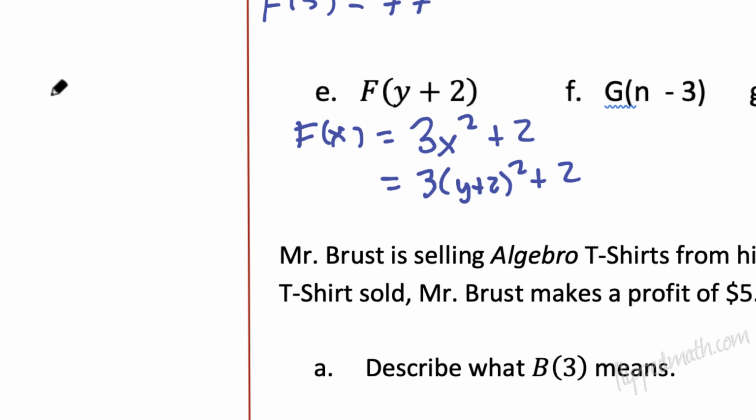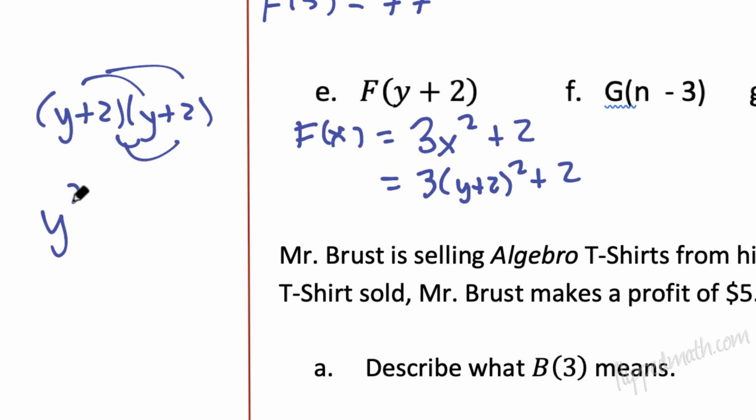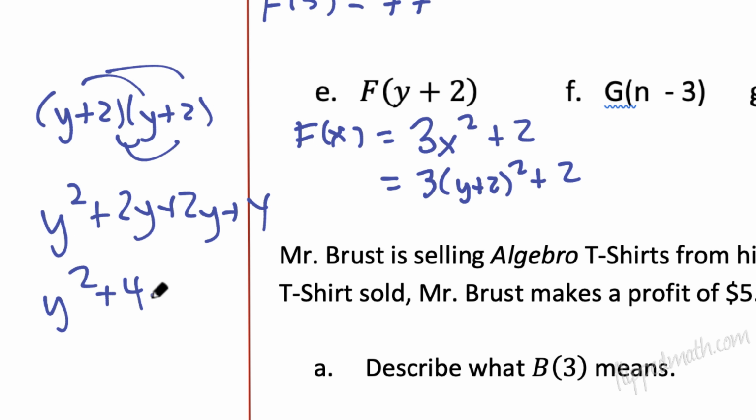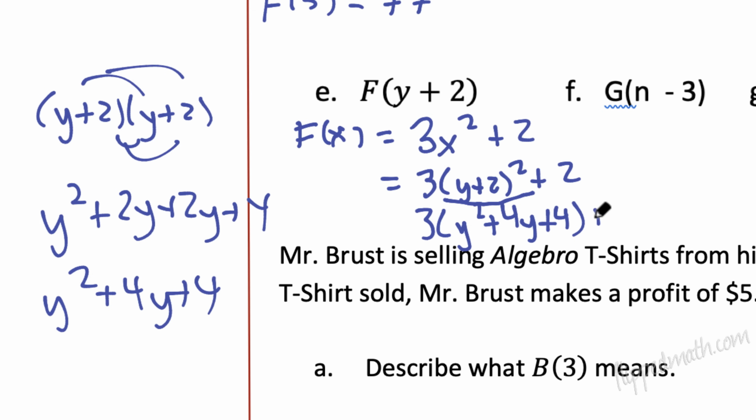Well, if you take y plus 2 and you square it, it means you got to multiply it times itself. So we have to double distribute. We get y squared plus 2y plus another 2y plus 4. Remember that? Y squared plus 4y plus 4. This goes back to unit 2. So y squared plus 4y plus 4. And that is just this part right here. We still have the plus 2 at the end.